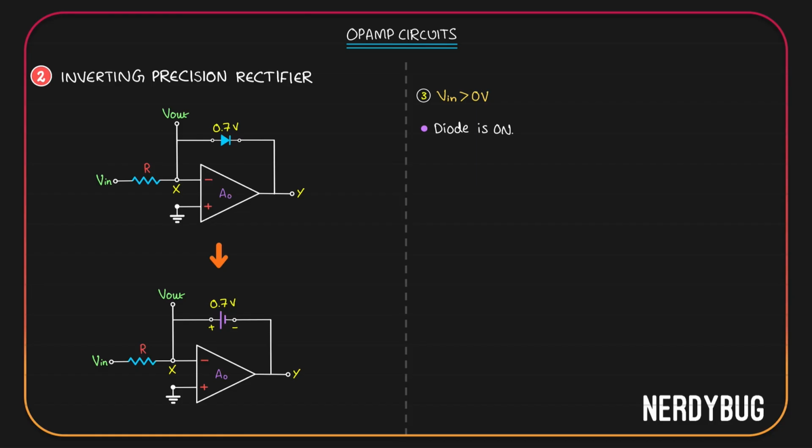Now comes the real problem. The op-amp wants virtual ground condition to be satisfied. It wants the potential at X to be equal to 0. This is what the op-amp does. Op-amp will give negative 0.7 volt at Y. All of that will be dropped across the diode. And the potential at X becomes 0.